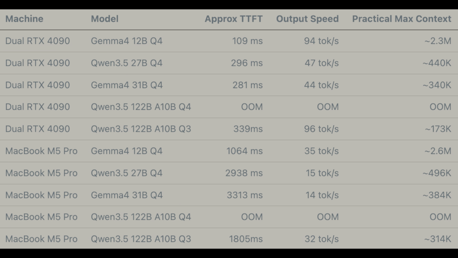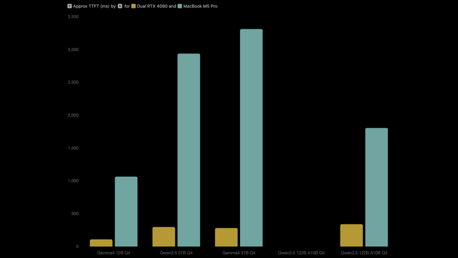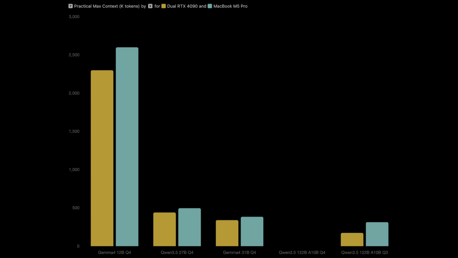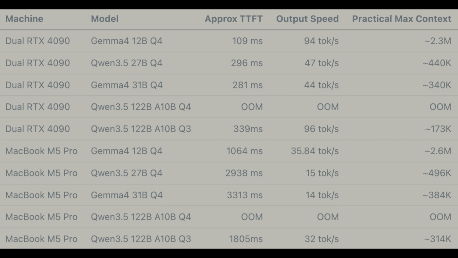I converted the raw results into 3 metrics that matter most in real-world usage. First, TTFT, the waiting time before the model starts generating the first token after a prompt is sent. Second, OTPS, the output generation speed. And third, MCL, the maximum context length the model can practically hold. As you can see in both response latency and inference speed, the dual 4090 setup has a clear advantage on average. Its output speed is around 3 times faster.